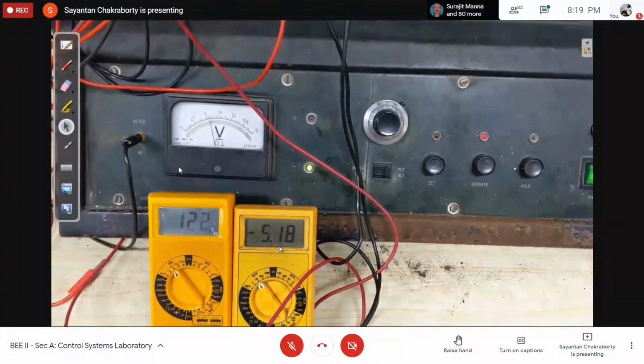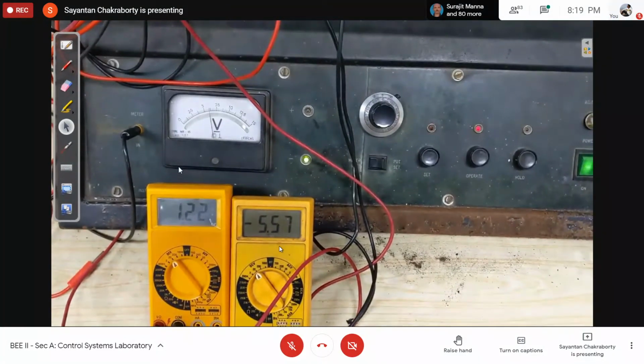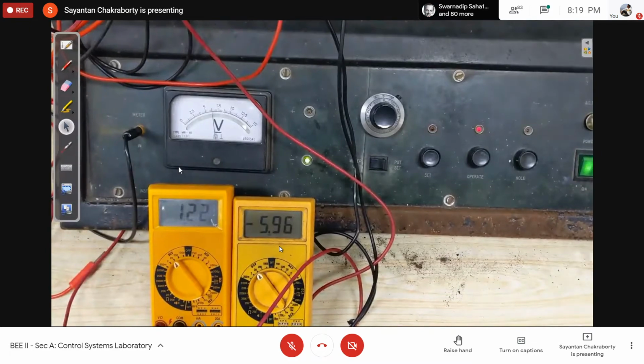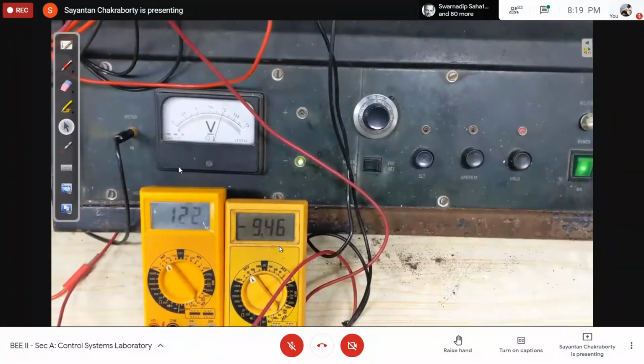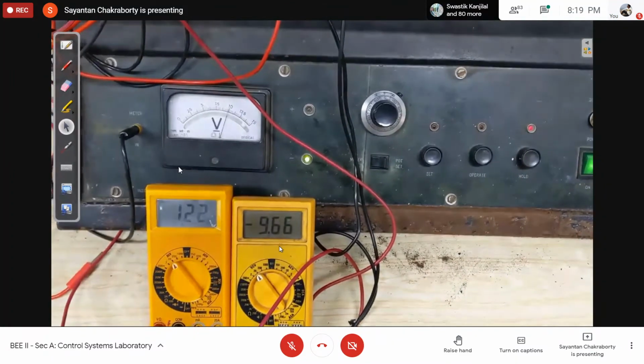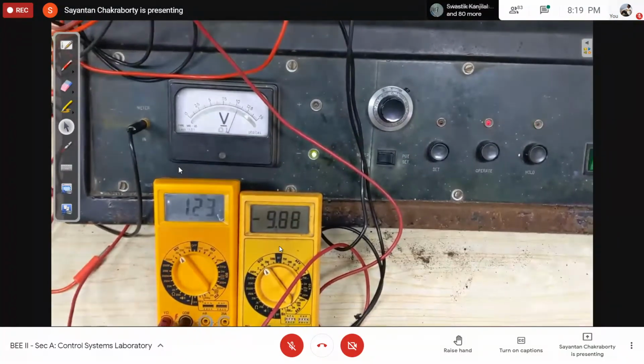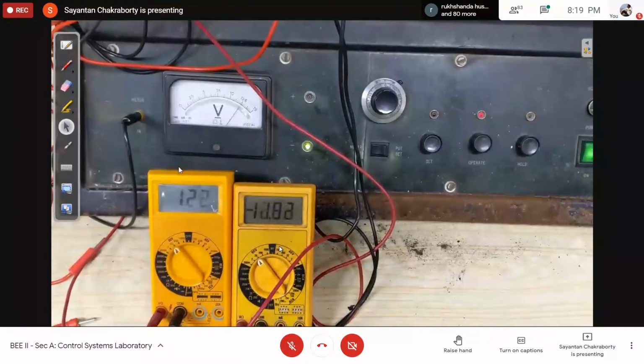As soon as you press the operate button, it will start integrating, and as your friend mentioned, it will grow on the negative side. See, if I press the hold button, it will hold on to this value. See, it holds the value. It will start integrating again once we press the operate button.